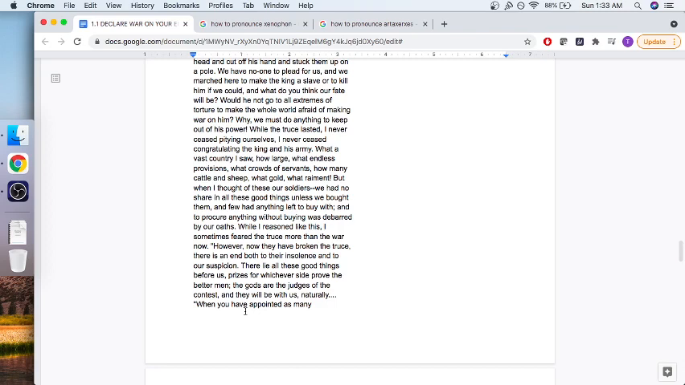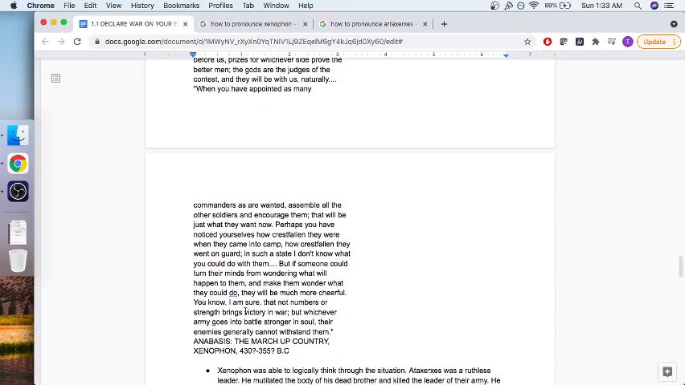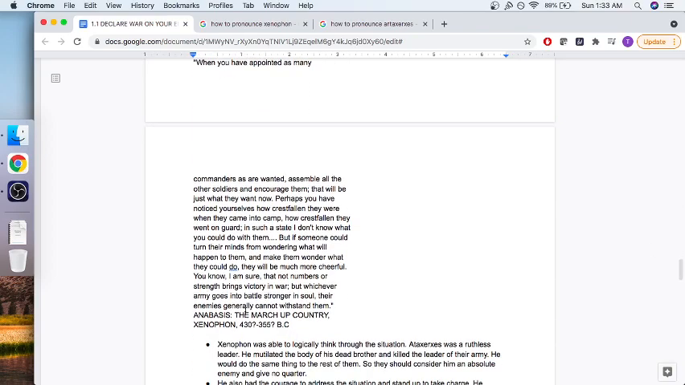However, now they have broken the truce. There is an end to both their insolence and their suspicion. There lie all these good things before us, prizes for whichever side proves the better man. The gods are the judges of the contest, and they will be with us, naturally. When you have appointed as many commanders as are wanted, assemble all the soldiers and encourage them. That will be just what they want now.